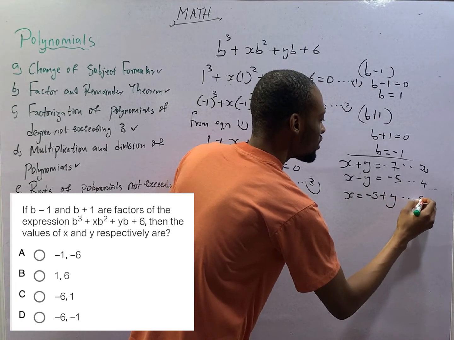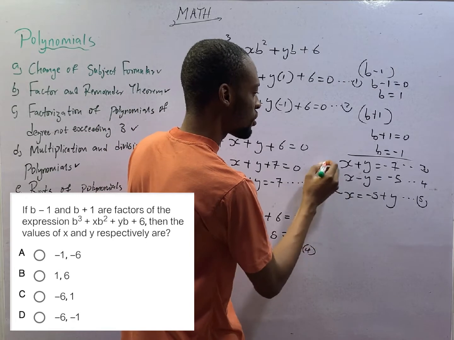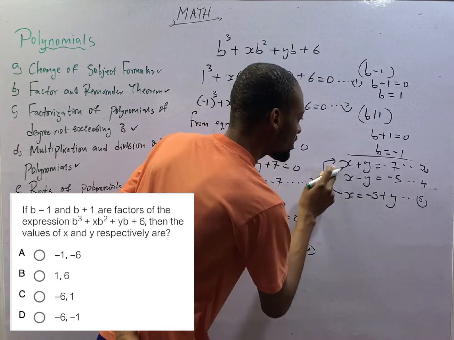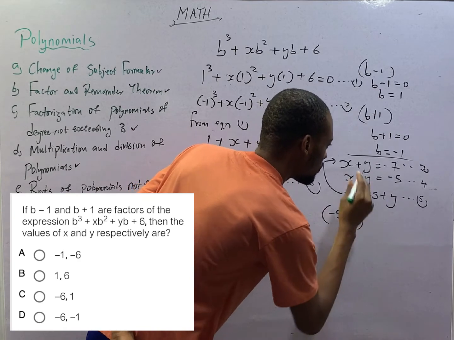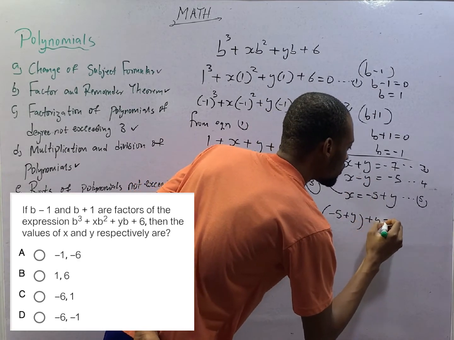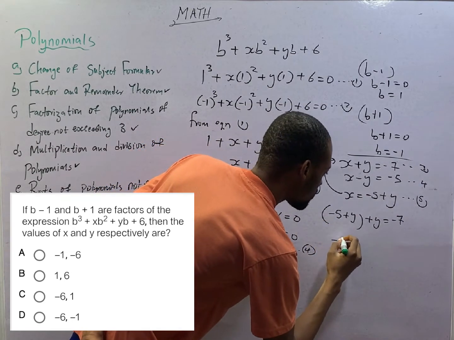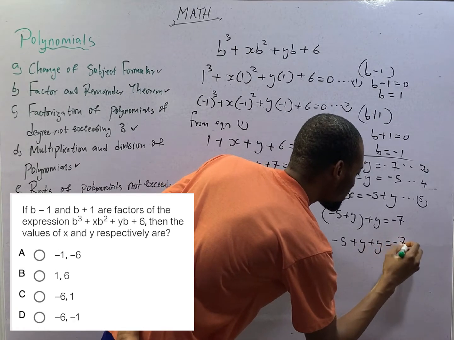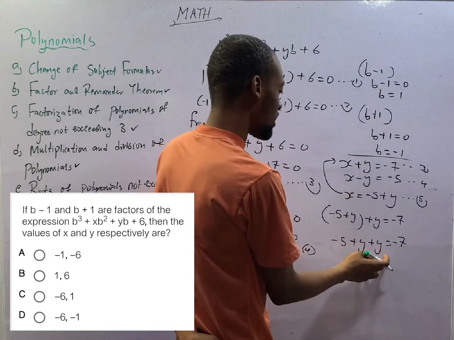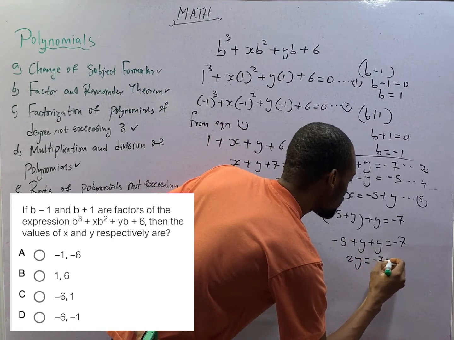Let's call this equation 5 and put this value of s in equation 3 to have, instead of s, minus 5 plus y, plus y is equals minus 7. Minus 5 plus y plus y is equals minus 7. Y plus y is 2y. So 2y is equals minus 7 plus 5.